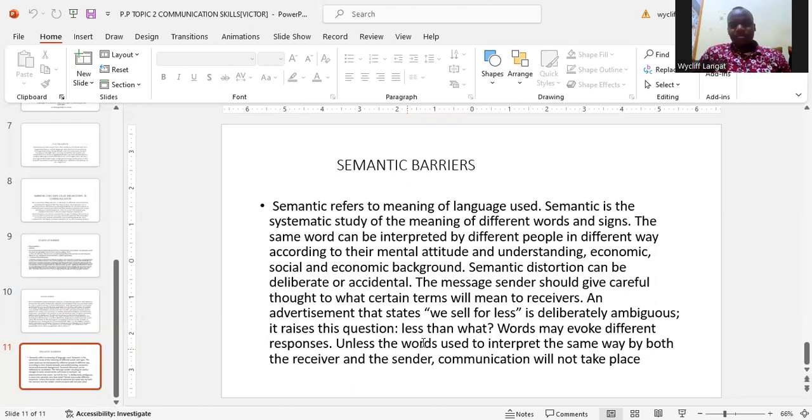An advertisement that states "we sell for less" is deliberately ambiguous. It raises the question, less than what? It raises a response. Unless the words used are interpreted the same way by both the receiver and the sender, communication will not take place. And that marks the end of topic 2 under communication skills.